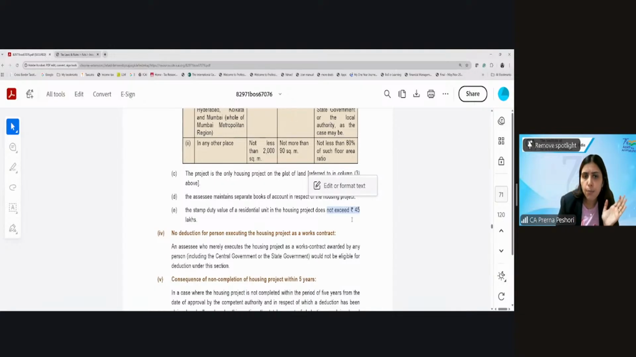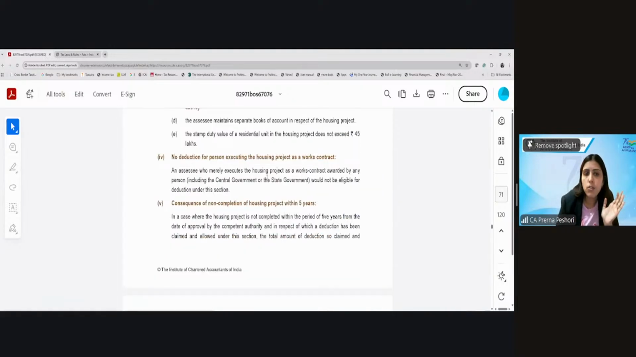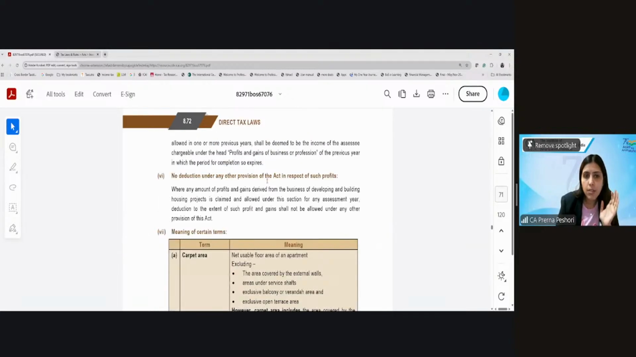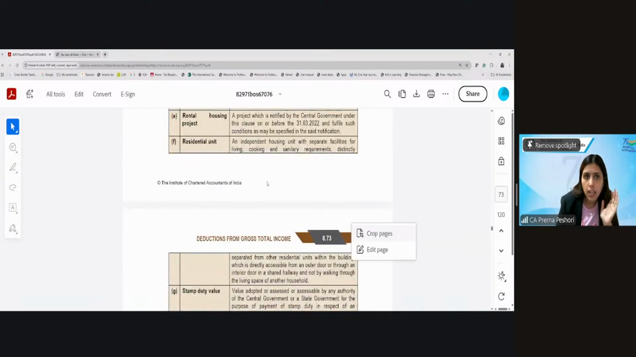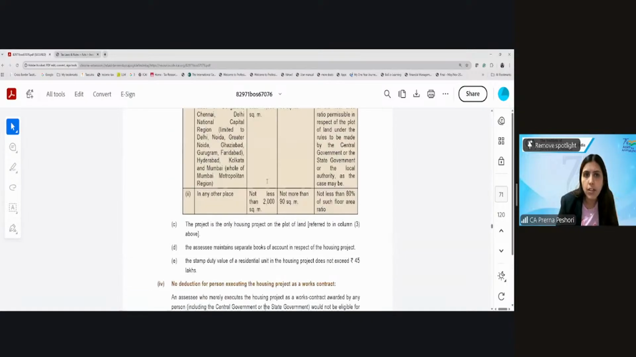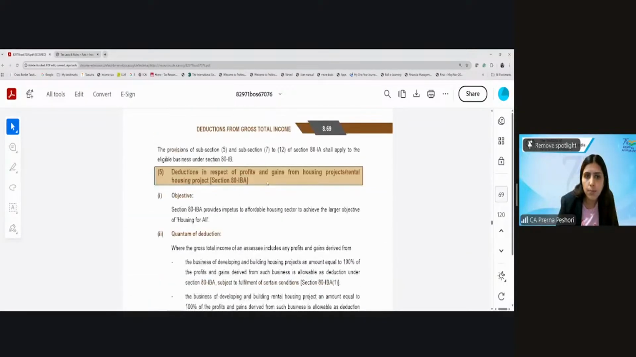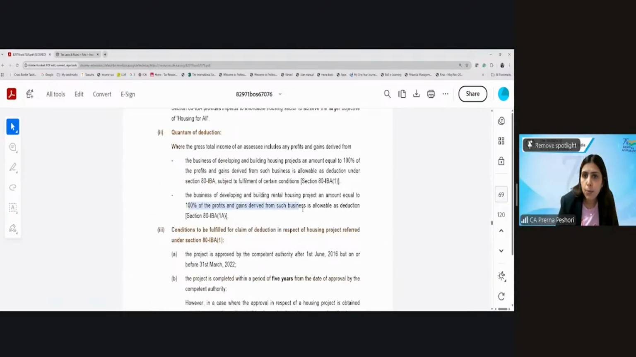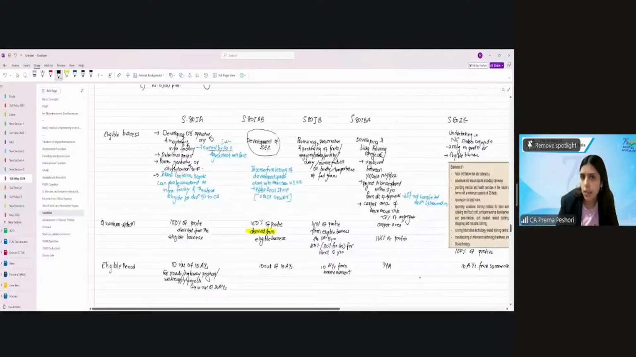So if you fulfill all of these conditions, then 100% of the profit will be exempted under this particular section. And what is the period of exemption which they have given over here? 100% of the profits are allowed as a deduction, but the eligible period is not applicable. You can claim in any of the years. It is not that within the first 5 years or first 10 years out of 15 years; the eligible period is not at all applicable over here. So I've written over here, it is not applicable.